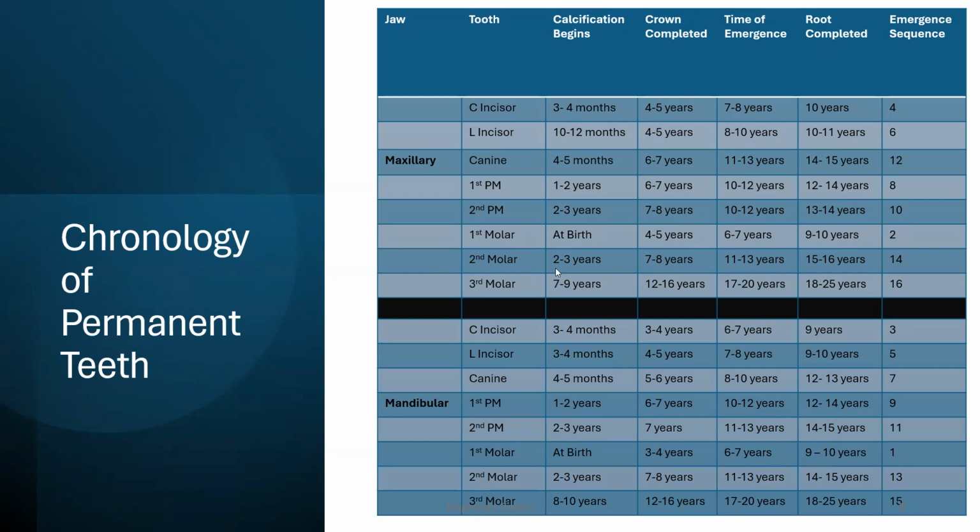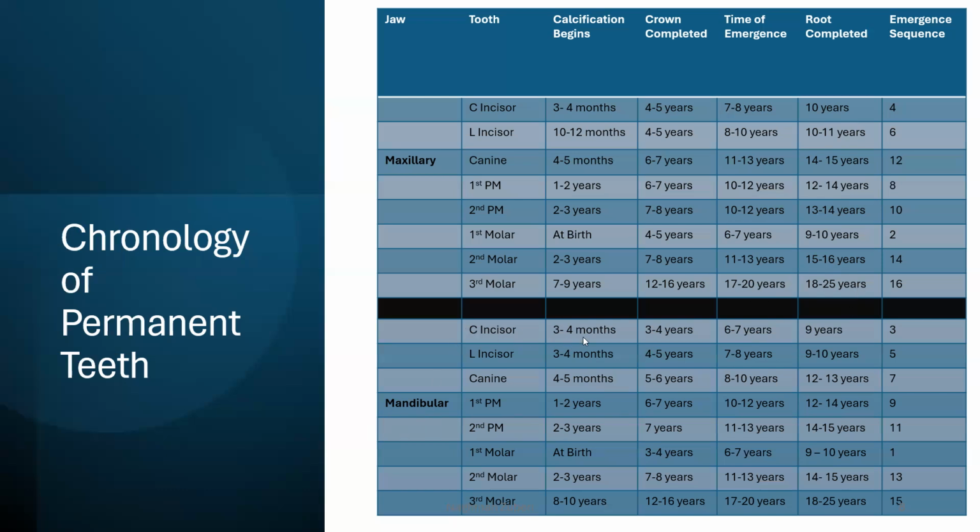Second maxillary molar: calcification starts at 2 to 3 years. Crown is completed at 7 to 8 years. Time of emergence is 11 to 13 years, and the root is completed at 15 to 16 years. Third maxillary molar, if it is present: initial calcification starts at 7 to 9 years, and the crown is completed at 12 to 16 years. The time of emergence is somewhere between 17 and 20 years, and the root is completed at 18 to 25 years.